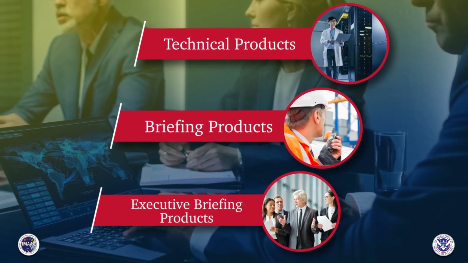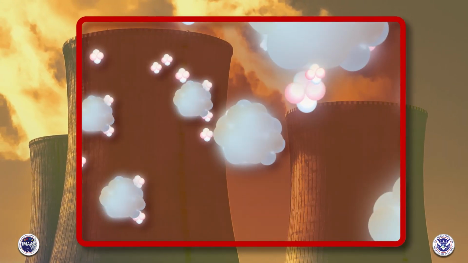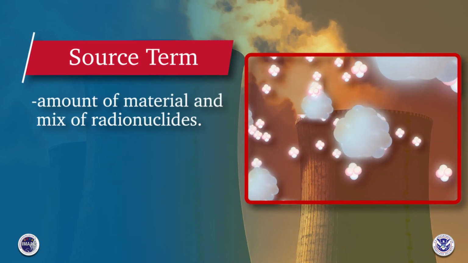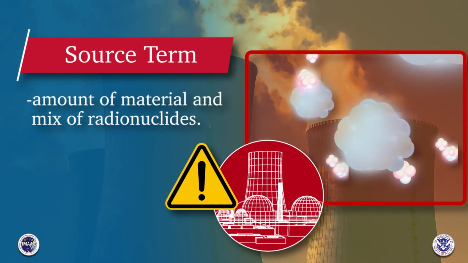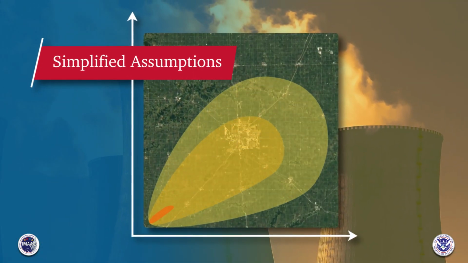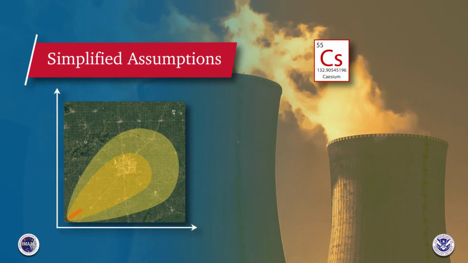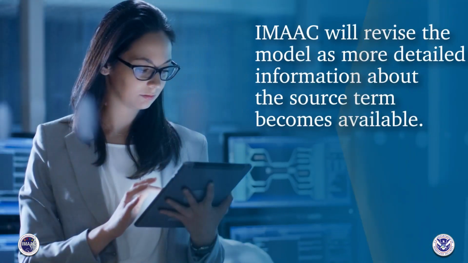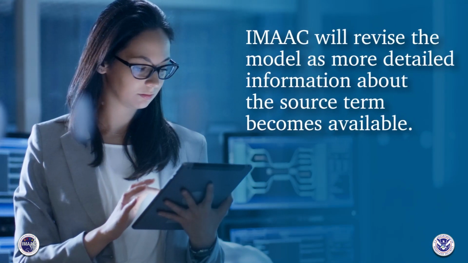In a nuclear power plant incident, the amount of material and the mix of radionuclides, called the source term, will vary based on the reactor design and the plant conditions. At the beginning of the response, IMAC can use simplified assumptions to model the release and atmospheric dispersion of a few key radionuclides such as cesium, iodine, and xenon. As the incident progresses, IMAC will revise the model as more detailed information about the source term becomes available.